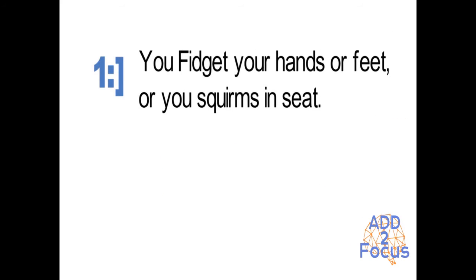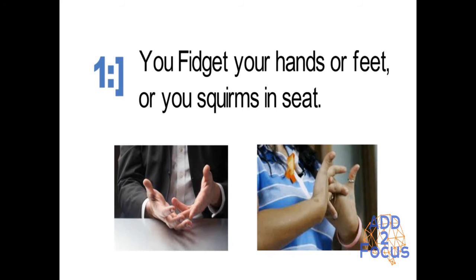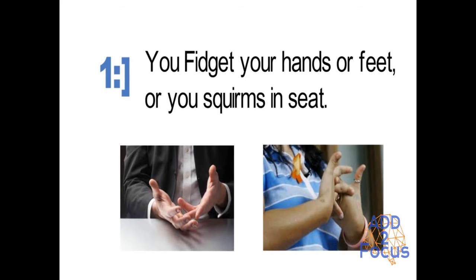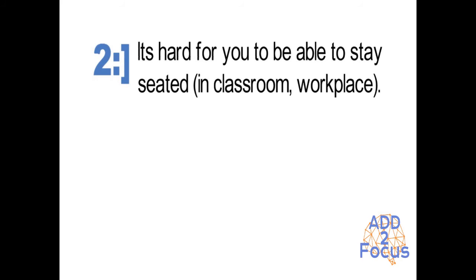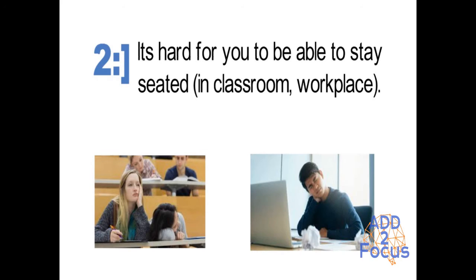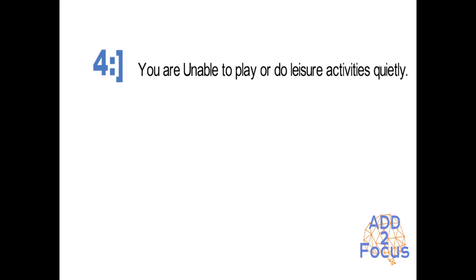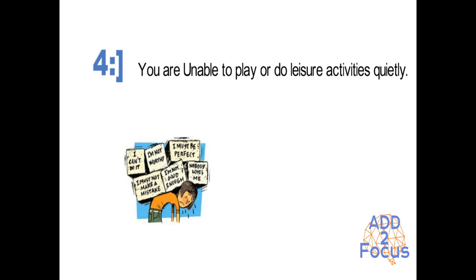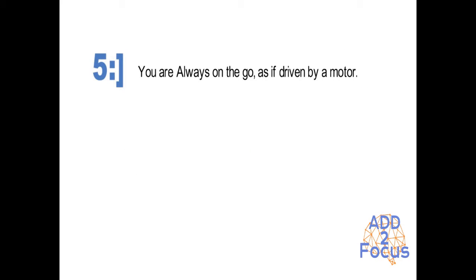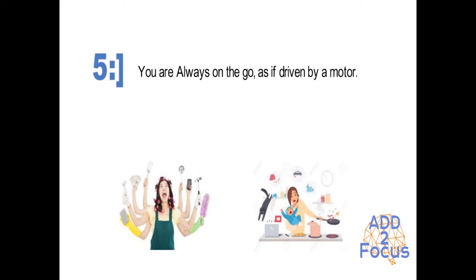Number 1. You fidget with your hands or feet, or you squirm in your seat. 2. It's hard for you to stay seated in a classroom or in a workplace. 3. You run about or climb where it is inappropriate. 4. You are unable to play or do leisure activities quietly. 5. You are always on the go, as if driven by an internal motor.